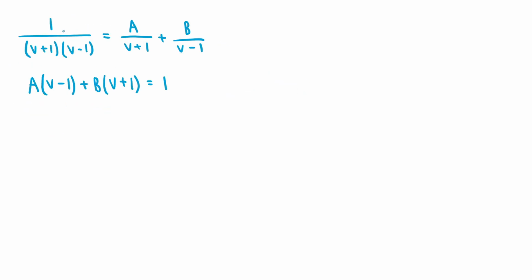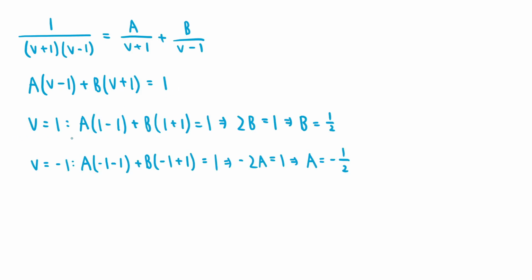So here's how we do the partial fractions. We start with 1 over v plus 1 times v minus 1, and let that equal a over v plus 1 plus b over v minus 1. Since the denominator is a product of two distinct linear factors, we solve for the coefficients a and b. If we multiply both sides by v plus 1 times v minus 1, we end up with a times parentheses v minus 1 plus b times parentheses v plus 1 equals 1. If we plug in v equals 1 to the expression, we end up with the equation 2b equals 1, which implies that b equals 1 over 2. If we plug in v equals negative 1, we get the equation negative 2a equals 1, which implies a equals negative 1/2.